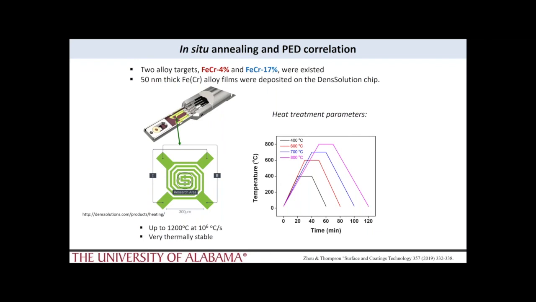Now, in our group, we tend to heat up and then cool down because it goes so quickly, and we can stay in the same region of interest and do the scan. But we have done some experiments where we can heat up and do the scan at temperature because of the thermal stability. So in this case, we look again at our iron chromium sample at 4% and 17%, and this is the heating sequence that we did. We started at 400C and went to 800C.